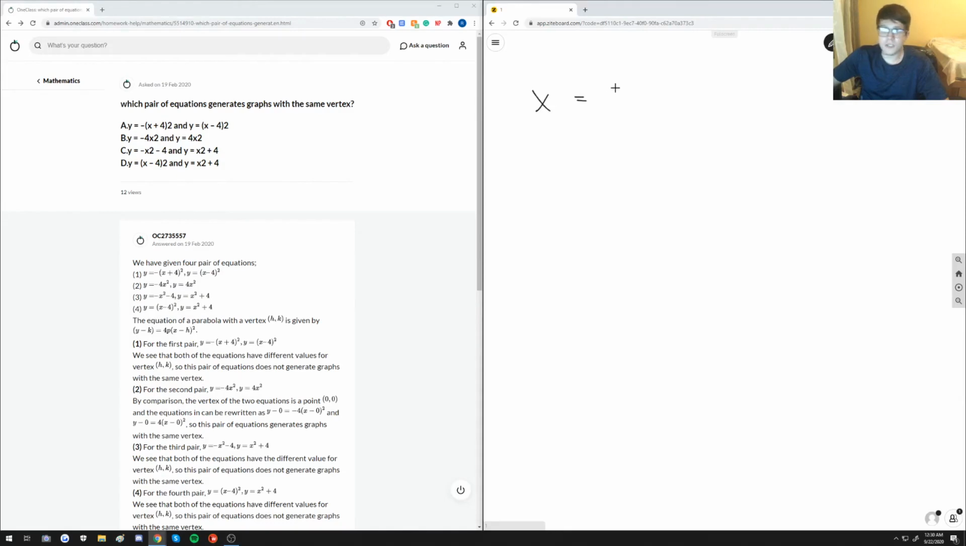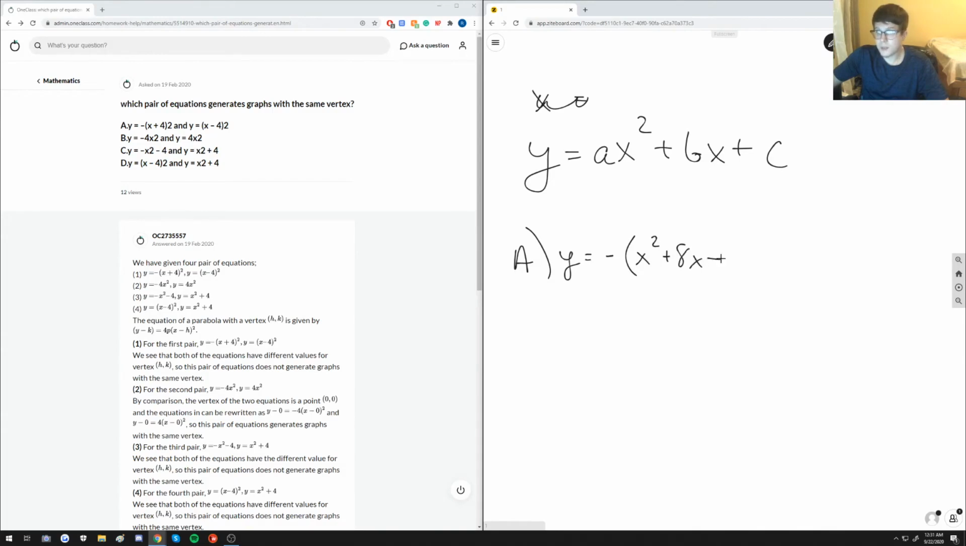And the axis of symmetry is usually found by taking the, so let's first start with the equation of a parabola. So we get ax squared plus bx plus c is the general equation. So looking at answer choice A, for example, if we were to expand both equations here, I'm going to multiply them out as they are. So we're going to get minus x squared plus 8x plus 16, and we're going to get y equals x squared plus 8x plus 16. And I'm just going to distribute the negative sign here.